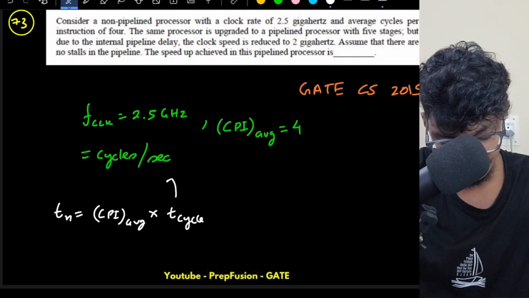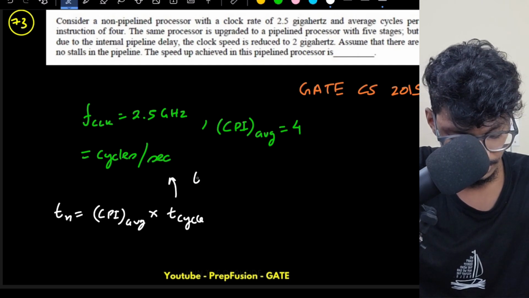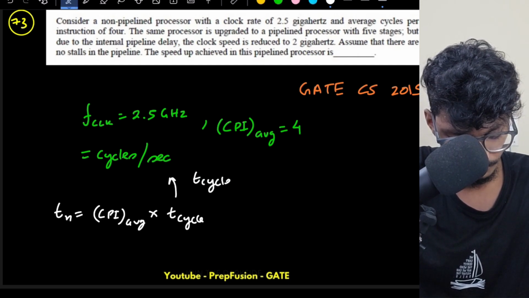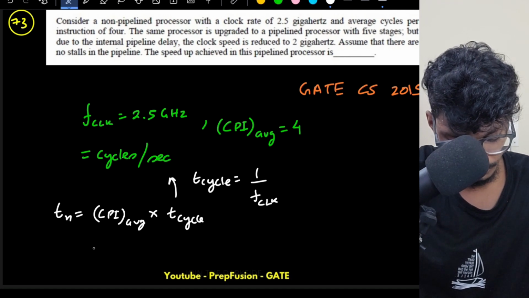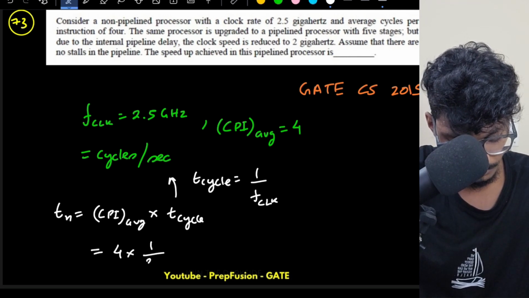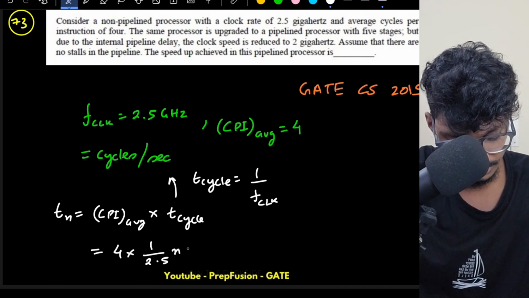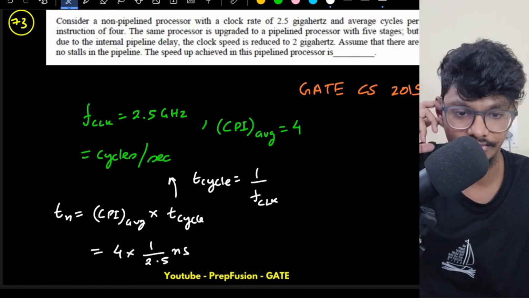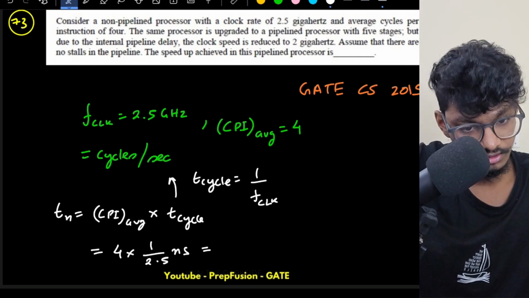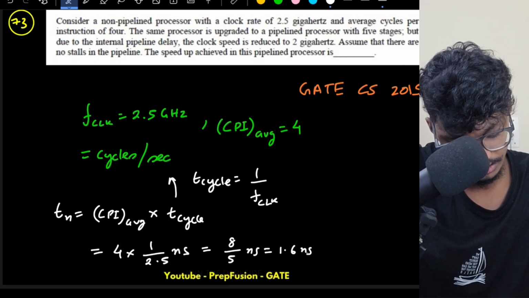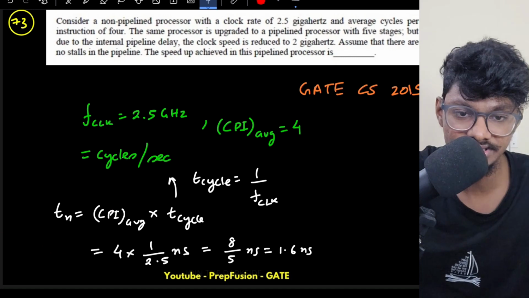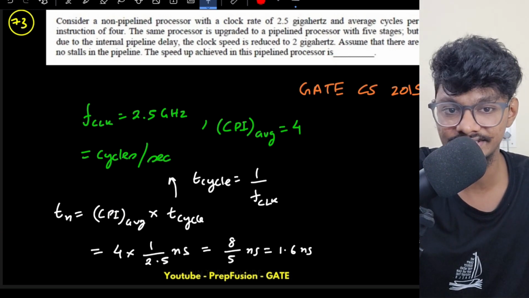What is T cycle? T cycle is just the inverse of F clock, that is, T cycle will be 1 by F clock simply. So this will be 4 times 1 by 2.5 gigahertz, which comes out in nanoseconds because giga is nano. So this is 4 by 2.5. I can multiply this by 2, so 8 by 5 nanoseconds, or 1.6 nanoseconds. So this is my TN actually, the time that a non-pipeline system is consuming.